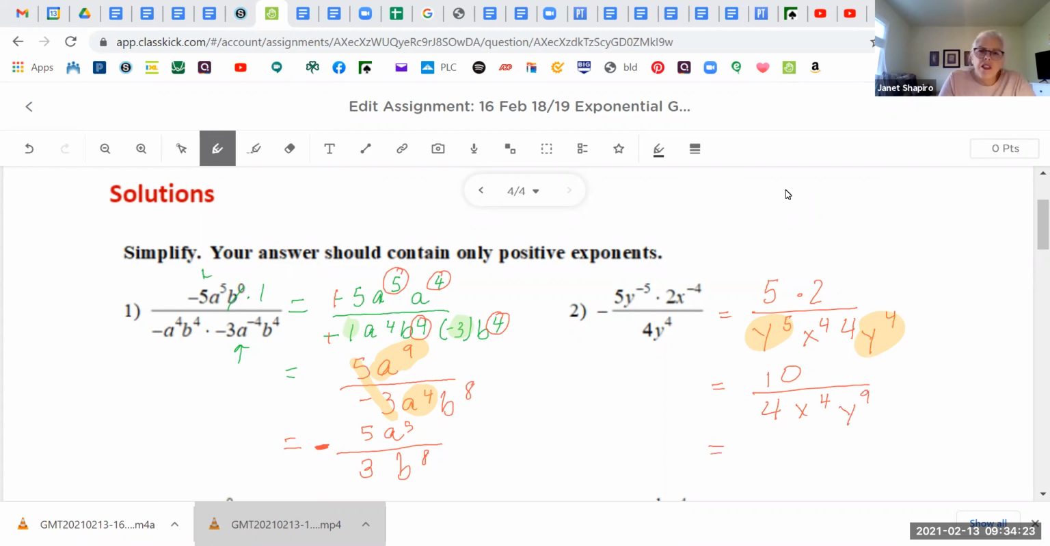My last step is to simplify top to bottom. The only thing I can simplify here are the integers. So I can reduce that. 2 goes into 4 twice and into 10 5 times. So my answer is 5 over 2, X to the 4th, Y to the 9th. All right, next problem.